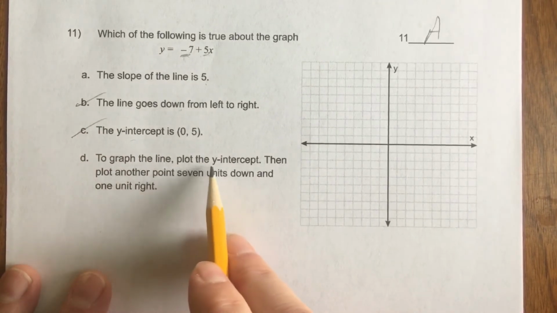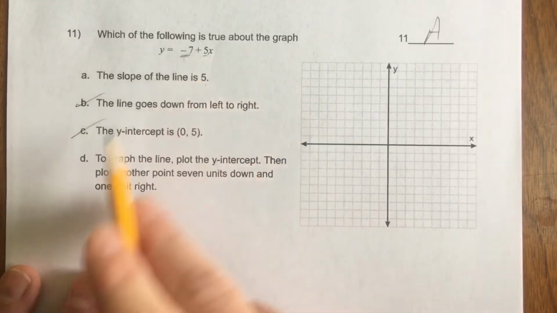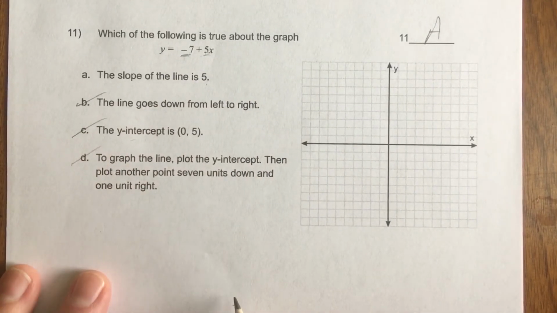To graph the line, plot the y-intercept, then plot another point 7 units down and 1 to the right. Nope, our slope is 5. We'd go up 5 units and 1 to the right. So A is our correct one there.